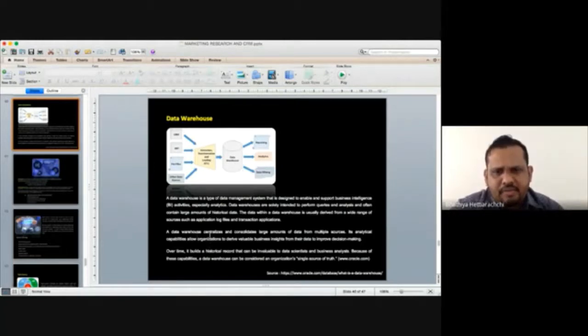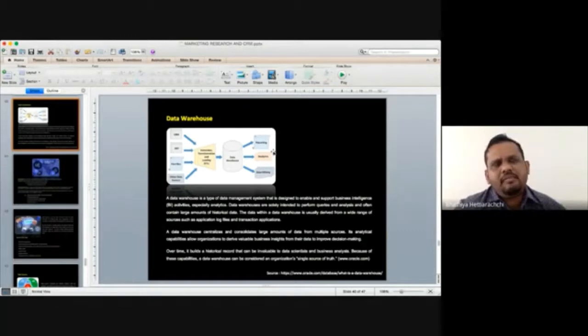A data warehouse, if you take, it's a centralized database, right, which consists of large amount of data from multiple sources. Its analytical capabilities allow organizations to derive valuable business insights from their data to improve decision making. So you have the data and it might give you valuable insight. For example, your data might tell you, okay, based on the customer behavior pattern, this customer will go abroad in the next month. And they might tell you, okay, out of this database, this much of customers will go shopping in the Christmas.